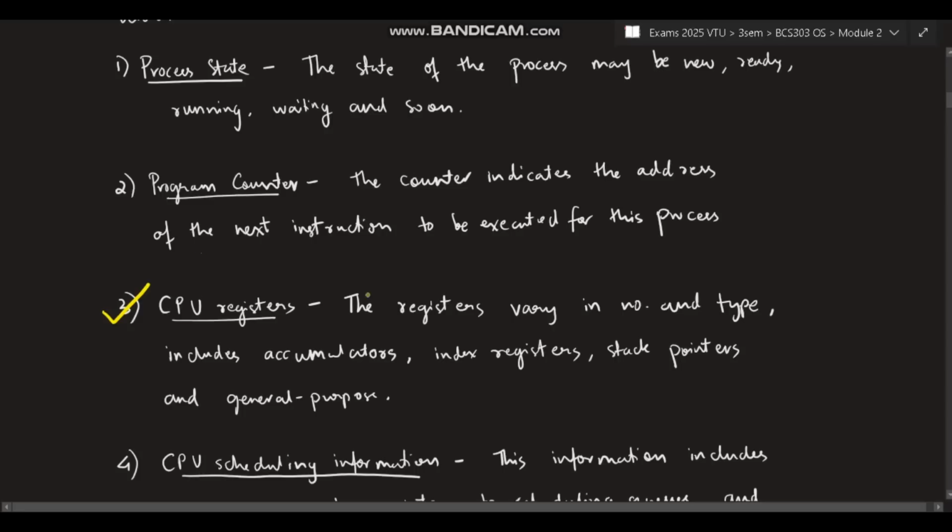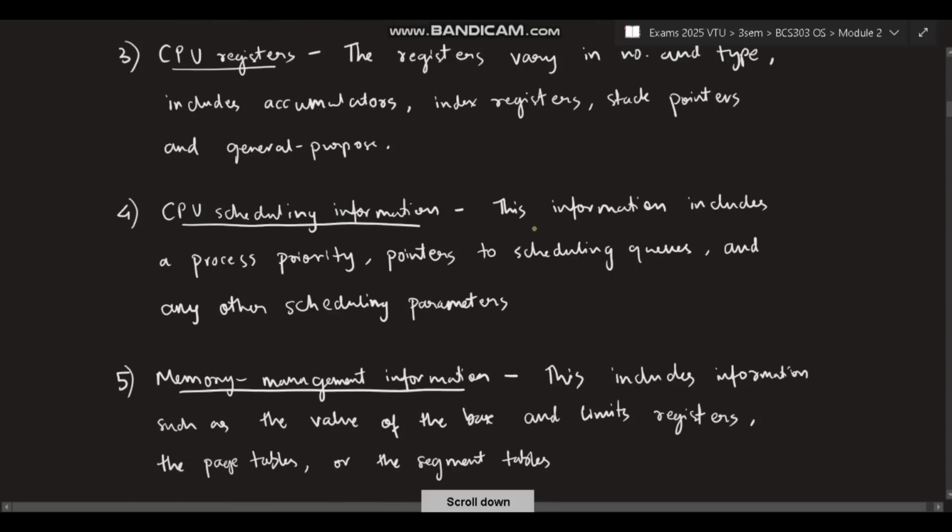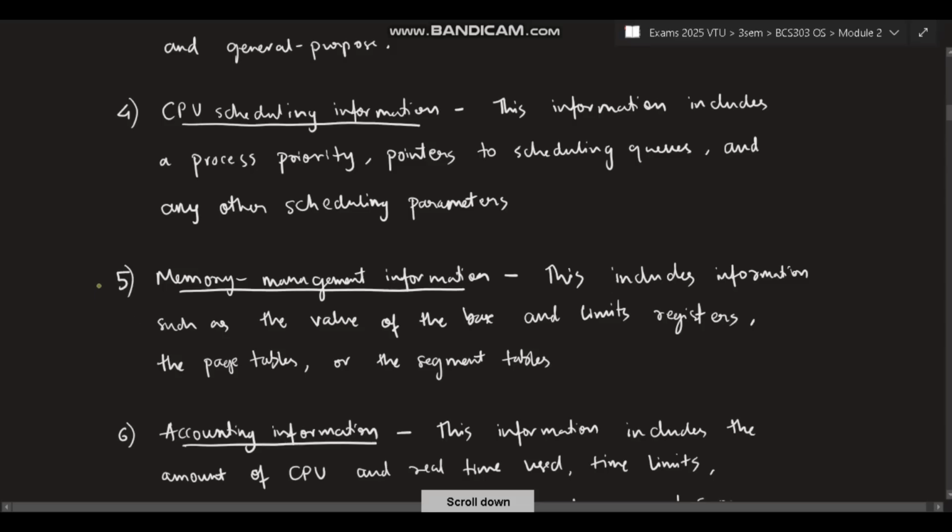Third is the CPU registers. These registers vary in number and type. What these registers do is store some data. They are called accumulators, index registers, stack pointers, and general purpose registers. Next is CPU scheduling information. This information includes the process priority, pointers to scheduling queues, and other scheduling parameters. So which process will execute first and which will execute after that, all this information is stored in the CPU scheduling information. About the memory, how much memory is present, wherever it is stored, what are the limits, what are the base addresses, all those things will be stored in the memory management information.